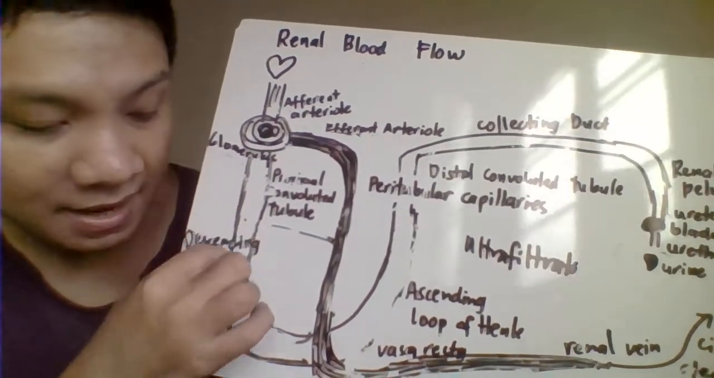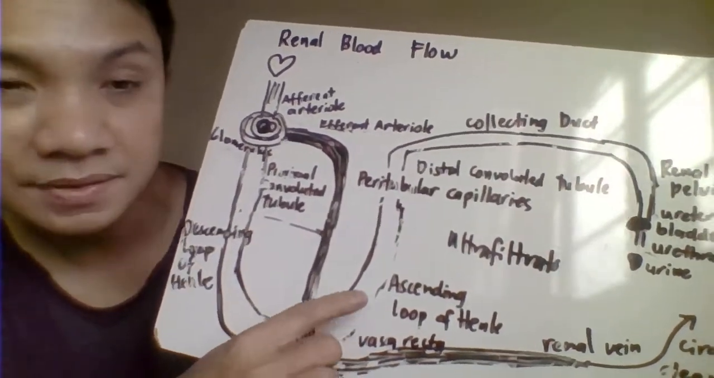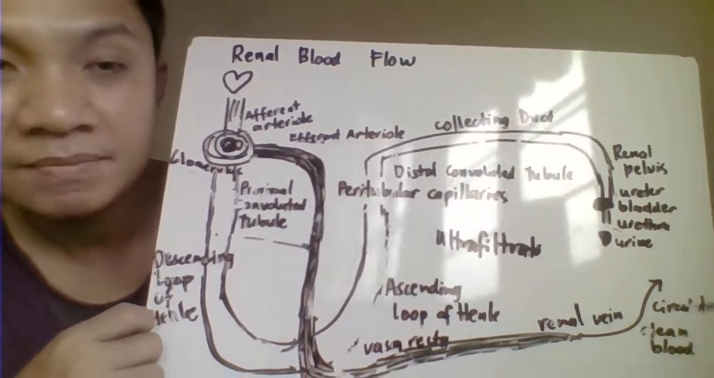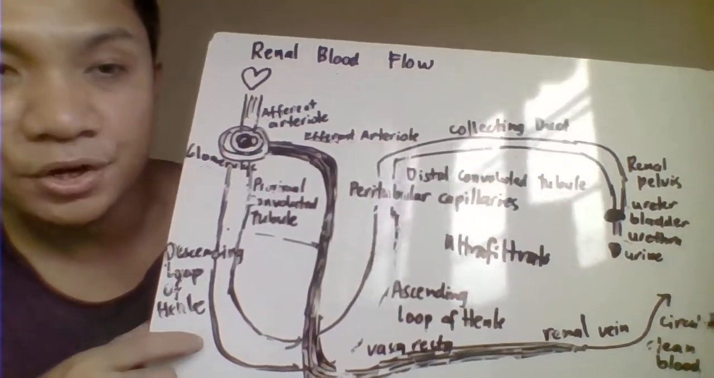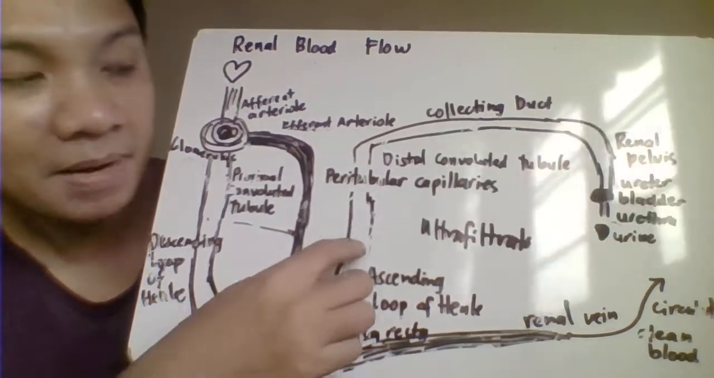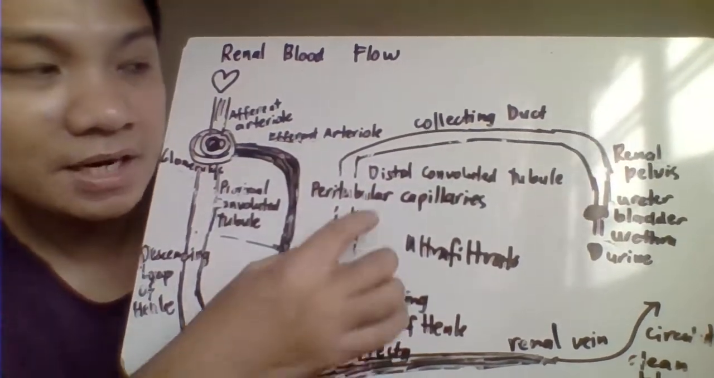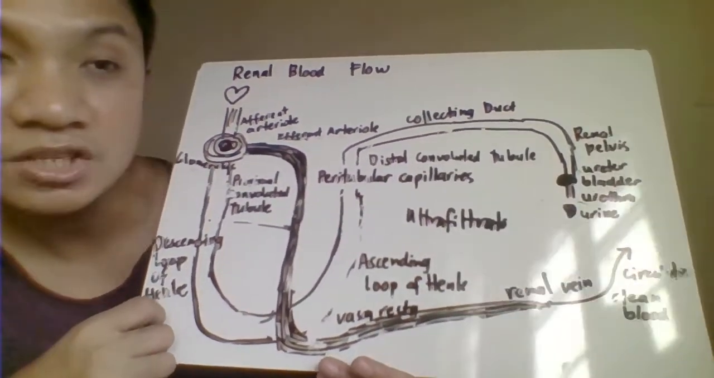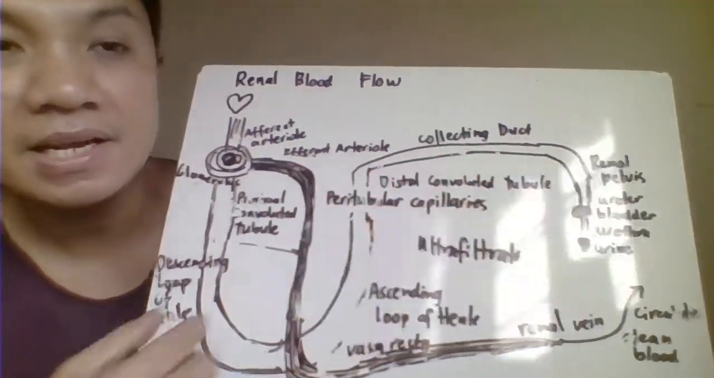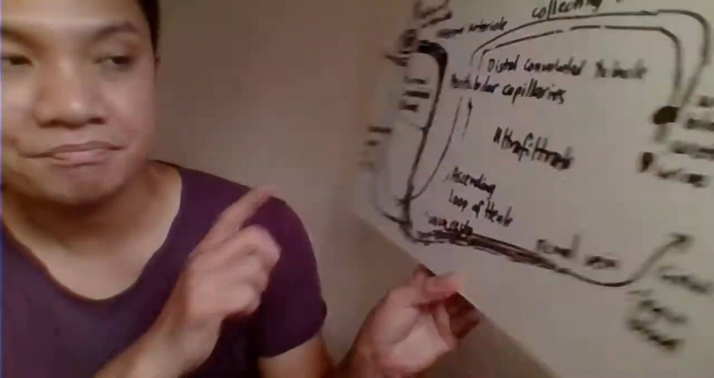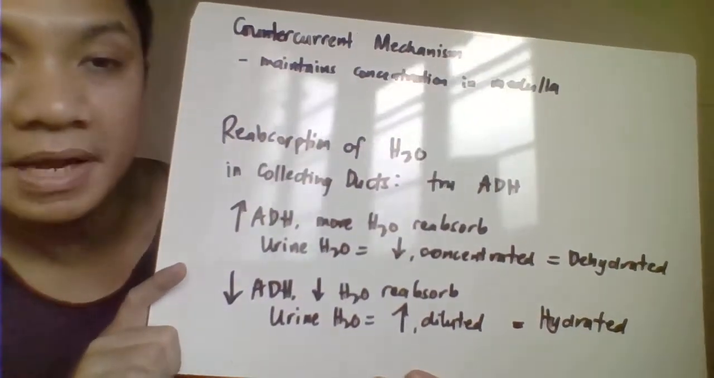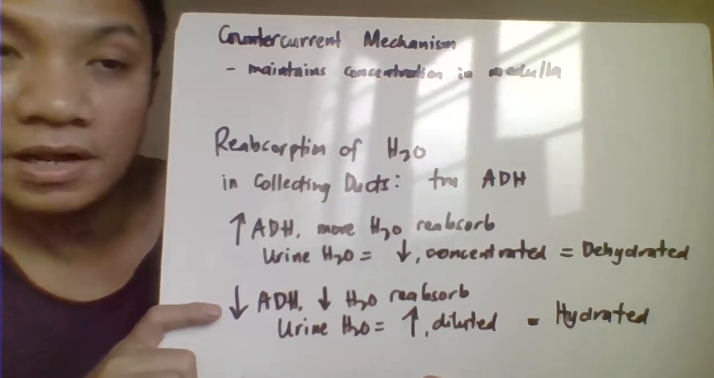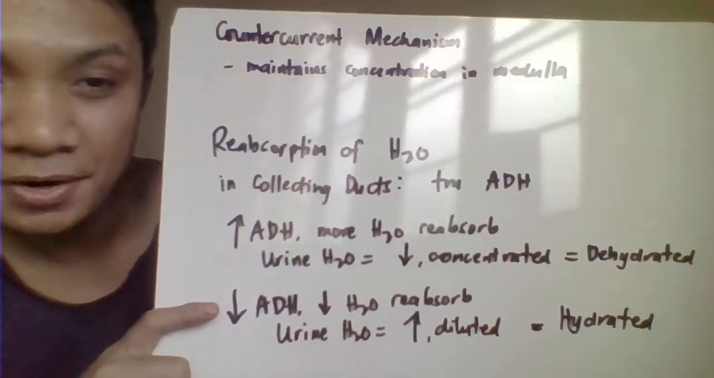May proximal, descending, wala dito sa ascending. Why wala sa ascending? Because the ascending loop of Henle is impermeable to your water. Then, may water reabsorption here, and the final reabsorption for the final concentration of your urine is occurring here in the collecting ducts. And remember that the water reabsorption in collecting ducts is under the influence of the hormone antidiuretic hormone.